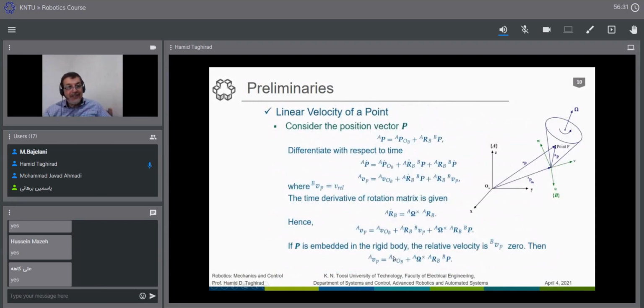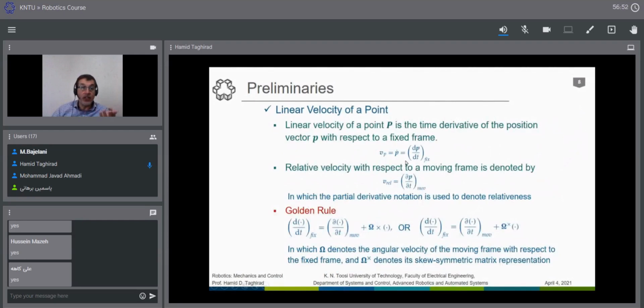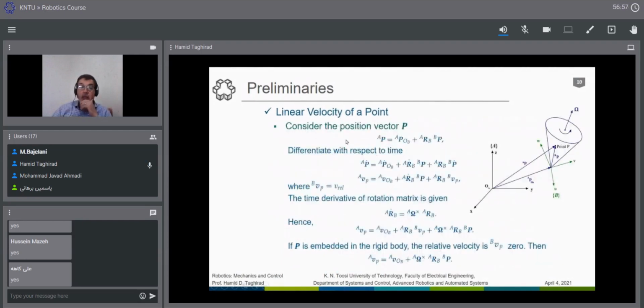Now, here it becomes a bit more challenging, but very, very interesting. What about the position vector of point P? Now we would like to find the linear velocity of a point, as we have discussed before. We have the derivative here, we have given the general rule here, but what would be the real one?